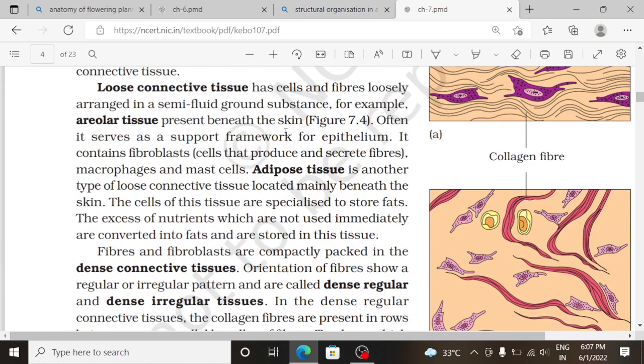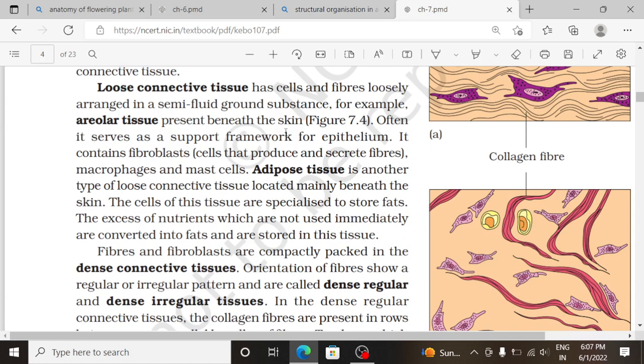Loose connective tissue has cells and fibers loosely arranged in a semi-fluid ground substance. For example, areolar tissue present beneath the skin. Often it serves as a support framework for epithelia. It contains fibroblasts, that is the cells that produce and secrete fibers, macrophages and mast cells.